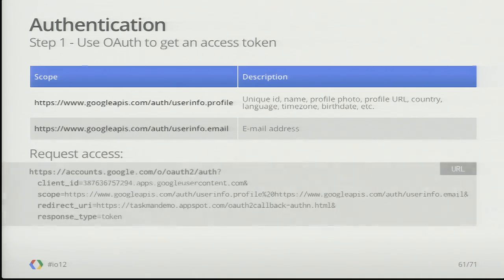And then they can request access by generating a URL that looks very similar to what we saw both with the client-side flow and the server-side flow. In this case, we are using the client-side flow. We just have our client ID. We have these scopes, the multiple scopes delineated by a space, and the redirect URI, which is our application's URL.